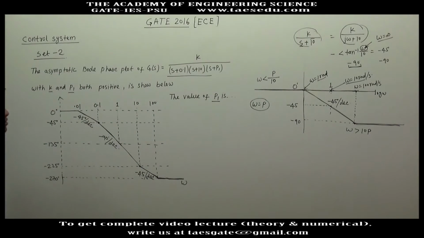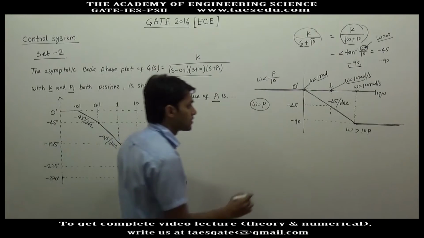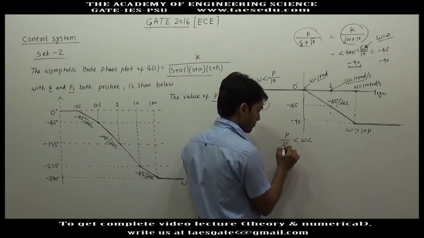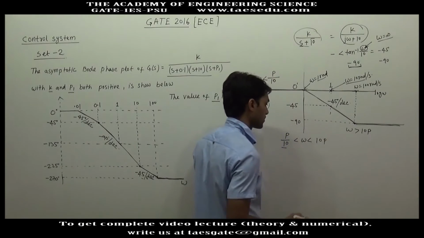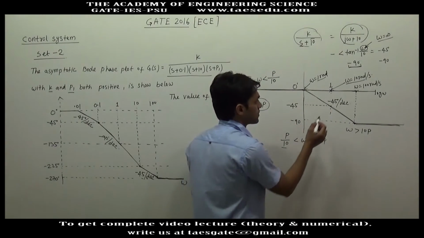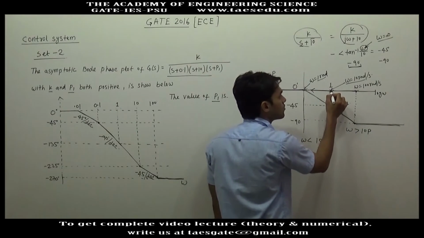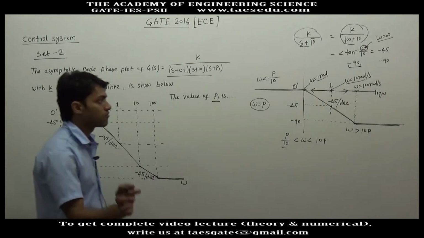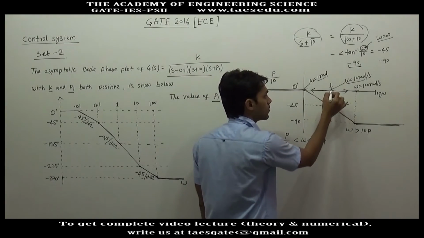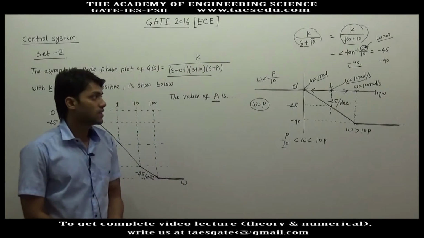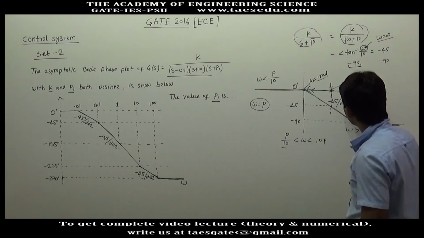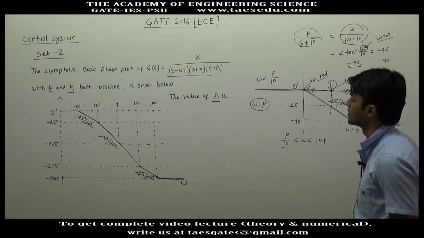So the asymptotic Bode phase plot is a straight line that starts from p by 10 and goes up to 10p. It starts 1 decade before the location of the pole, and it goes 1 decade after the location of the pole. So the effect of any pole in the asymptotic angle plot starts from 1 decade before and goes up to 1 decade after the location of the pole. Okay.